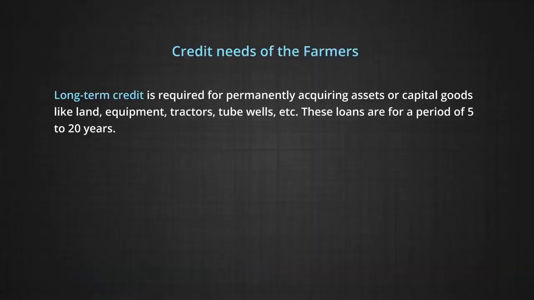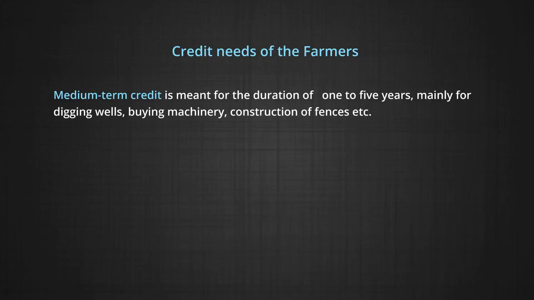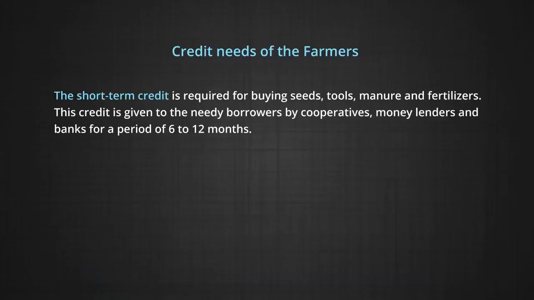Long term credit is required for permanently acquiring assets or capital goods like land, equipment, tractors, tube wells, etc. These loans are for a period of 5 to 20 years. Then comes medium term credit, which is meant for the duration of 1 to 5 years, mainly for digging wells, buying machinery, construction of fences, etc.